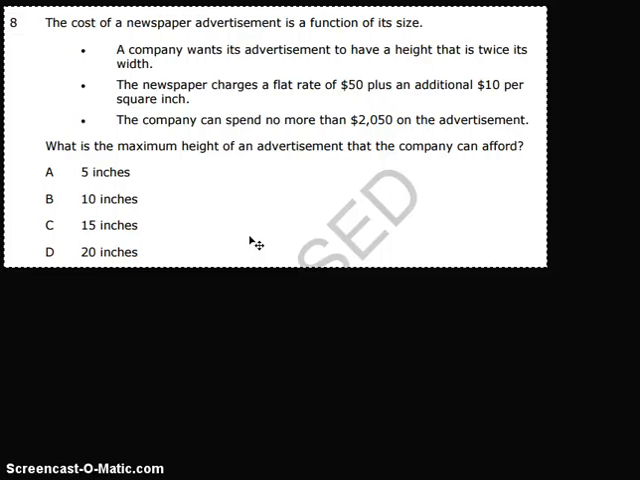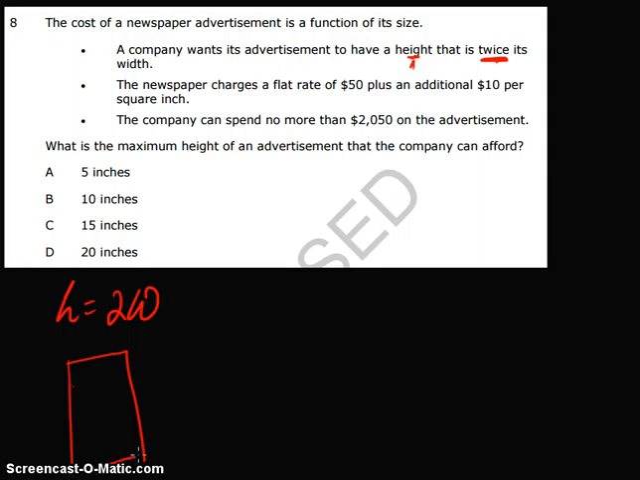Okay, question number 8. The cost of a newspaper advertisement is a function of its size, so how much you pay depends on the size of the advertisement. A company wants its advertisement to have a height that is twice its width. So I'm going to write that down: the height must be 2 times its width, assuming that h is the height and w is the width of the advertisement. This is a little bit weird, but if this is w, this would be our height.